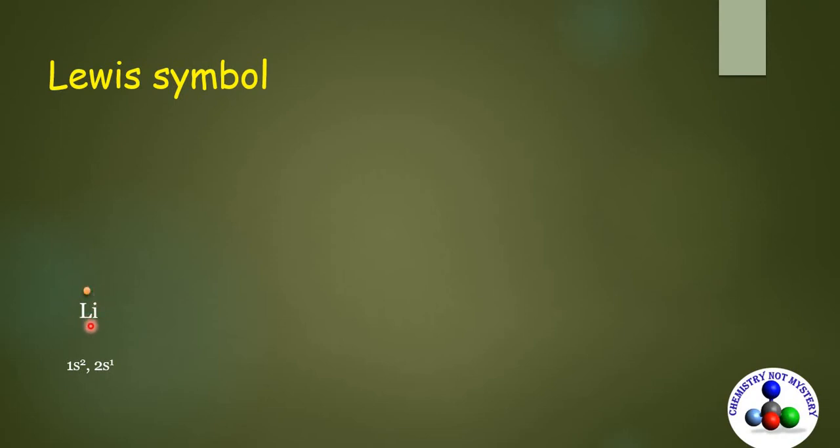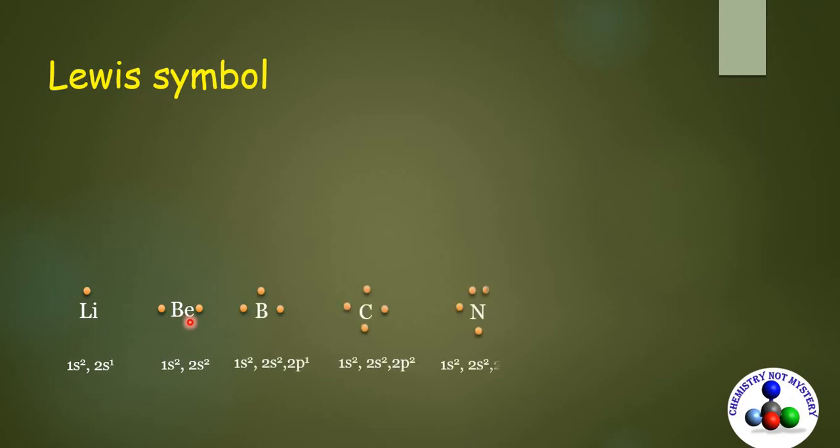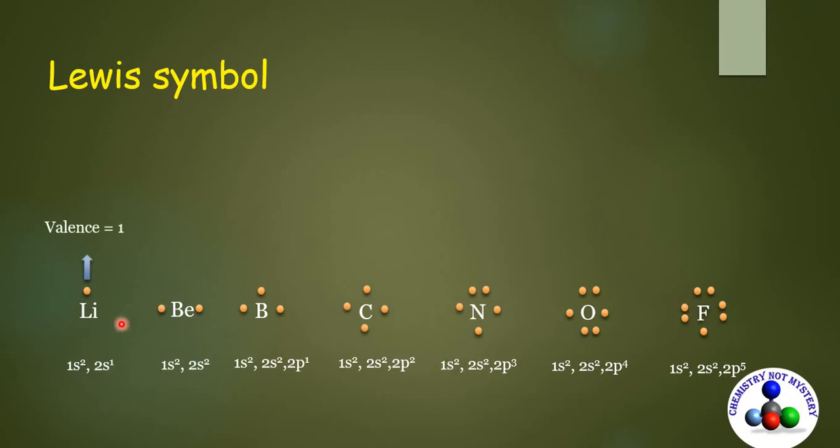Now try to draw the Lewis symbol for beryllium. Its configuration is 1s2, 2s2, which means it has 2 electrons in its valence shell. So here we draw 2 dots with the symbol of beryllium. Similarly, you can draw the Lewis symbol for the other elements. If you observe it carefully, you will find that the valency is either equal to the number of dots in Lewis symbol or 8 minus the number of dots.